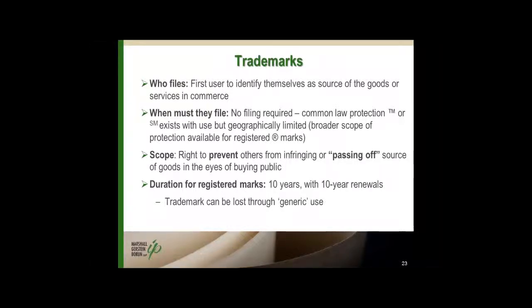However, if it's got the circle R, then that would mean that it's registered, and there are a couple of different ways that you can register a trademark in the United States. What that would allow you to do when you've registered it is to prevent others from infringing, which would mean copying and identifying themselves as the source for those goods. So they'd be trying to pass off, for example, is how it's sometimes worded, their goods as your goods, and you will have developed goodwill in your brand.